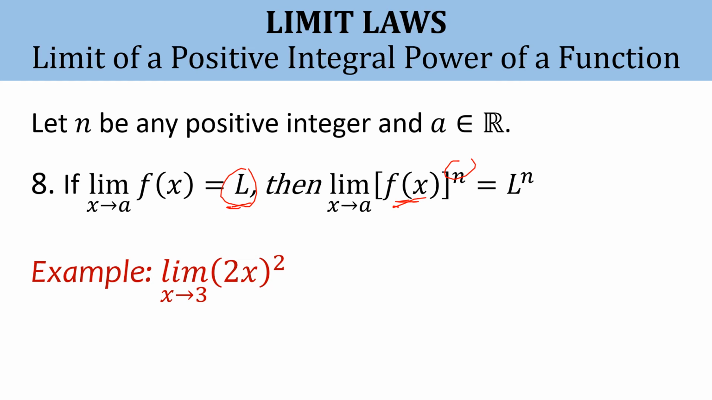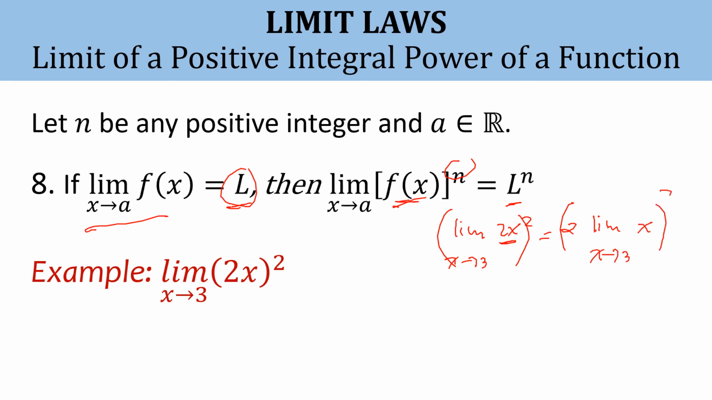What we're going to do first is rewrite it this way: the limit of 2x as x approaches 3, squared, right? Remember that L here is just the limit of f of x as x approaches a, like the whole limit term there. And so I could also rewrite that this way. Because I have a 2 there, I could write it as 2 times the limit of x as x approaches 3. I'm just factoring out the 2 from the 2x.